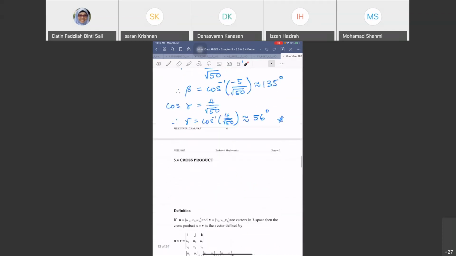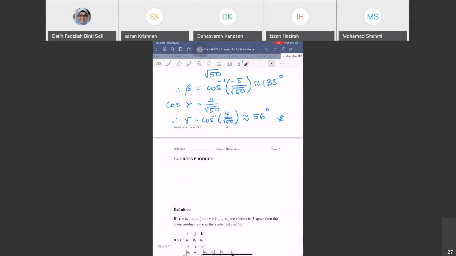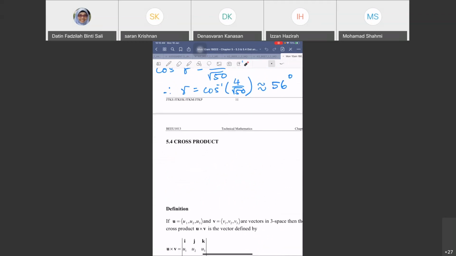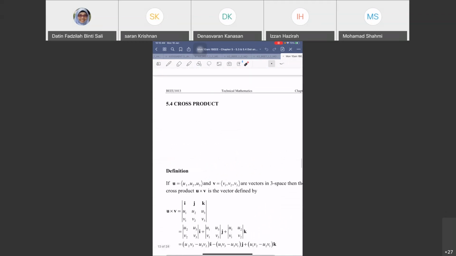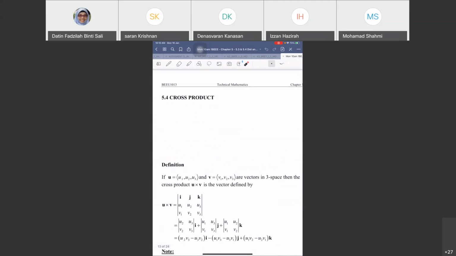I hope there's no question regarding the dot product. So let's continue with cross product today. This is the last section for vectors. Cross product is also another type of vector multiplication. So you have dot product, and you also have cross product.